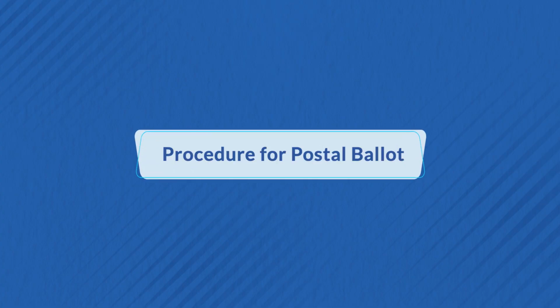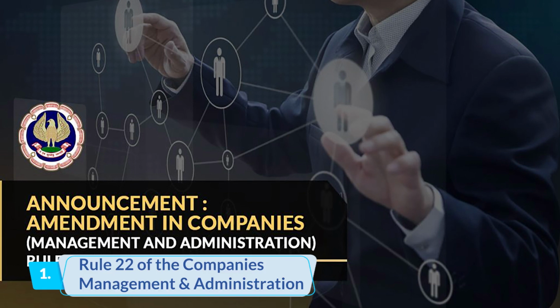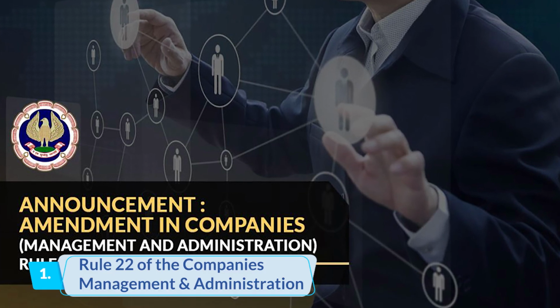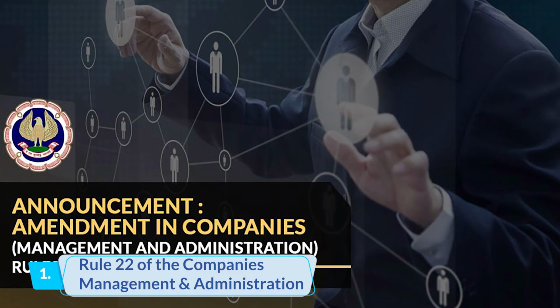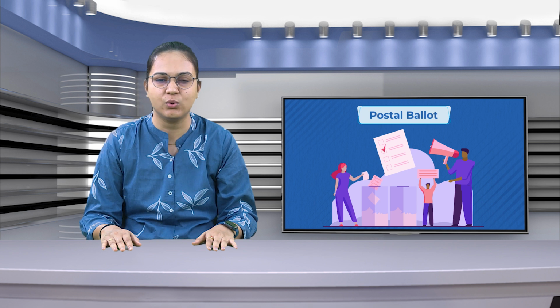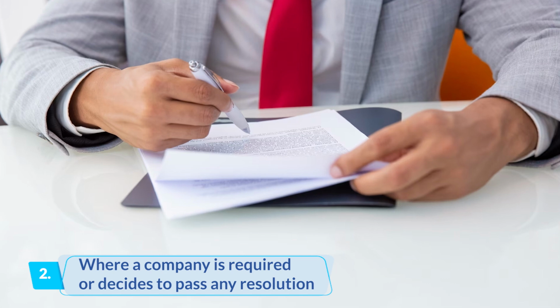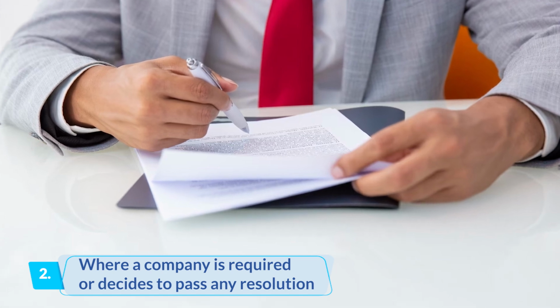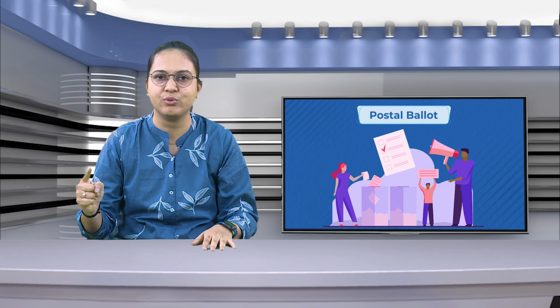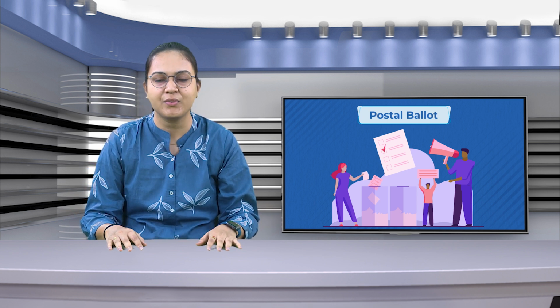Next, procedure for postal ballot. Number 1. Rule 22 of the Companies Management and Administration Rules 2014 lays down procedural details. Number 2. Where a company is required or decides to pass any resolution by way of postal ballot, it shall send a notice to all the shareholders, that is members, along with a draft resolution explaining the reason therefor.